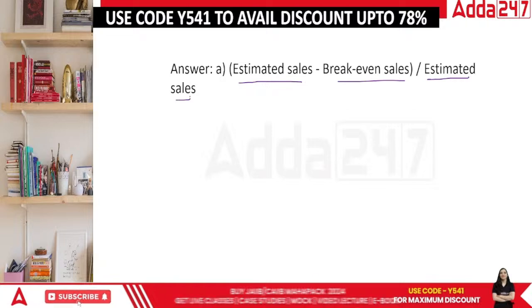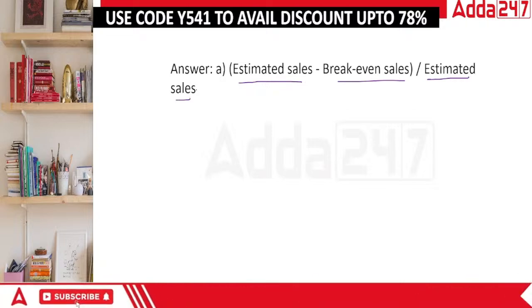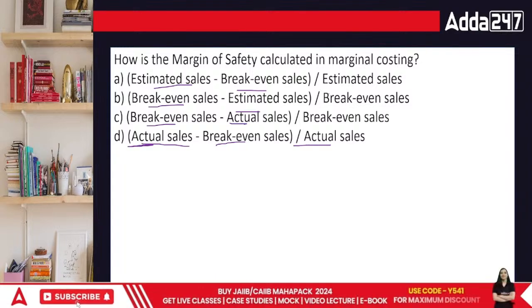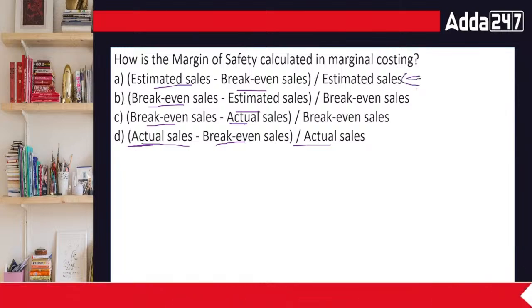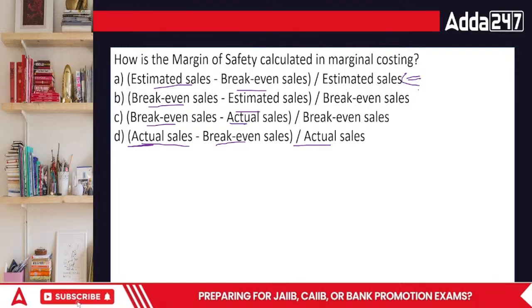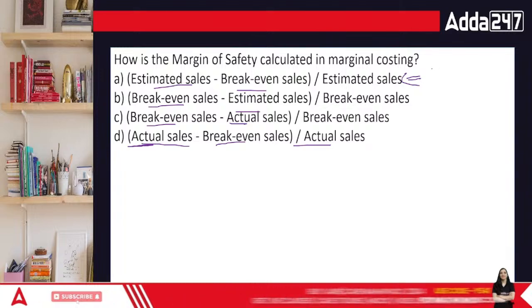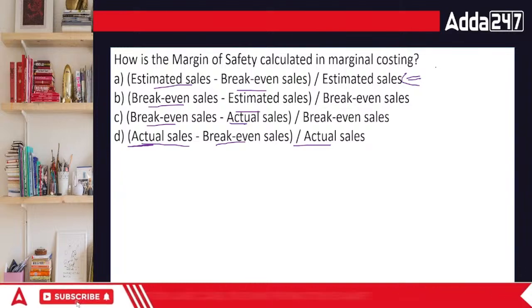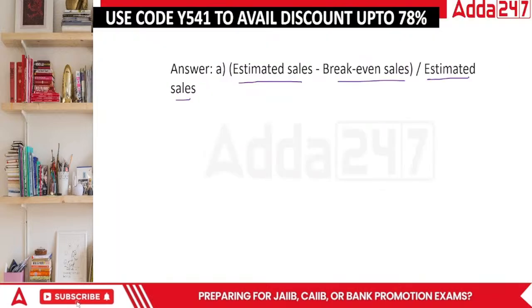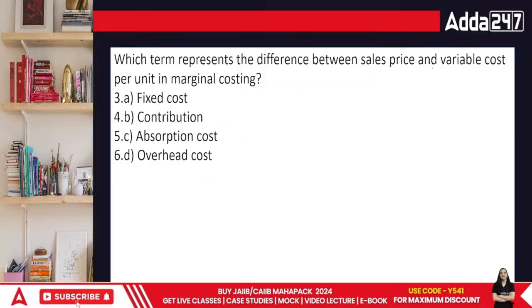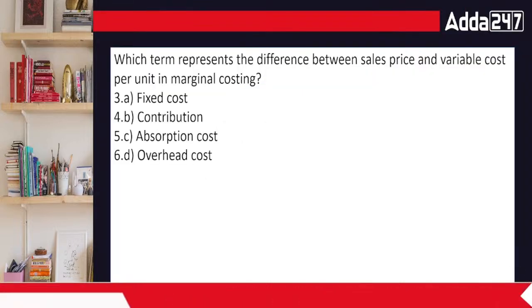Normally we play with this. If we are using actual sales, then we'll be dividing by actual sales only. This is also there, but normally margin of safety and break even point are used in businesses related to the area of planning, na. With budgeting, since it is more used in terms of estimation rather than exact. Theek hai? Done?